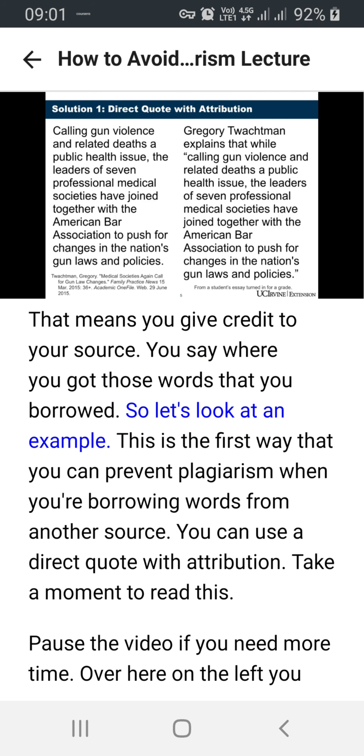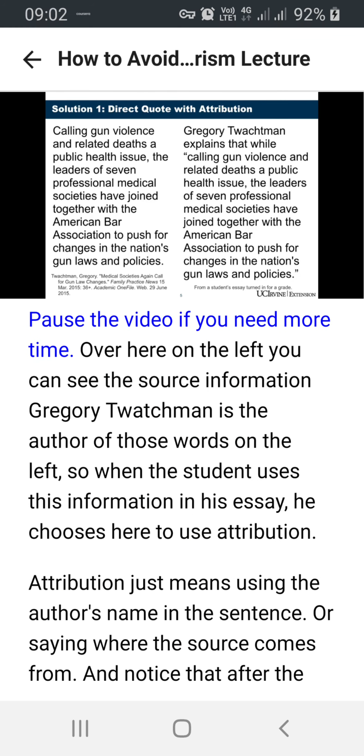So let's look at an example. This is the first way that you can prevent plagiarism when you're borrowing words from another source. You can use a direct quote with attribution. Take a moment to read this. Pause the video if you need more time.